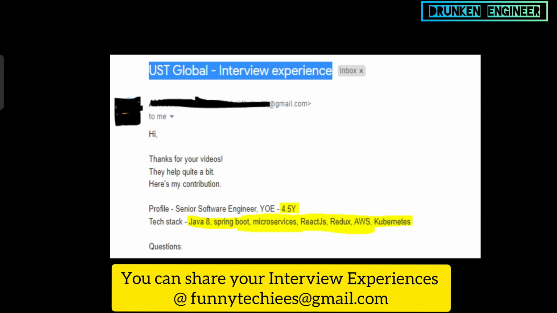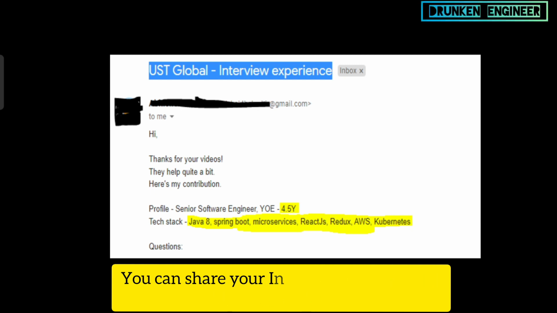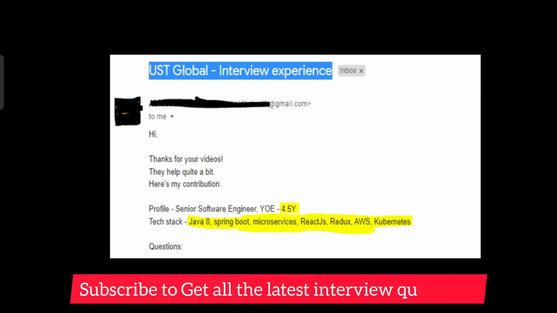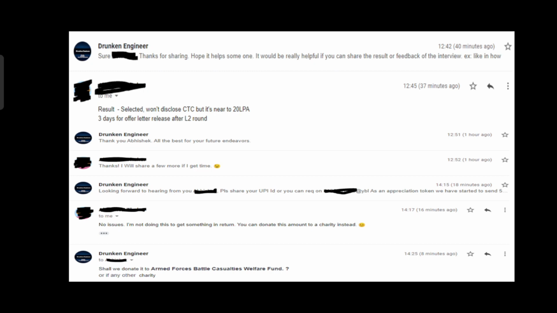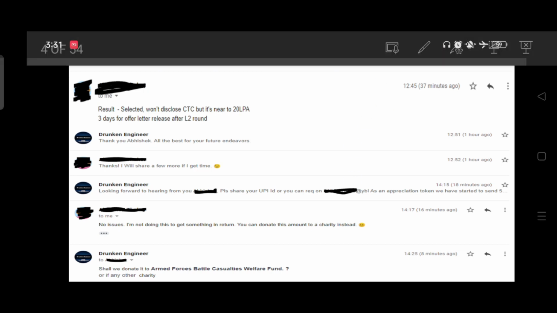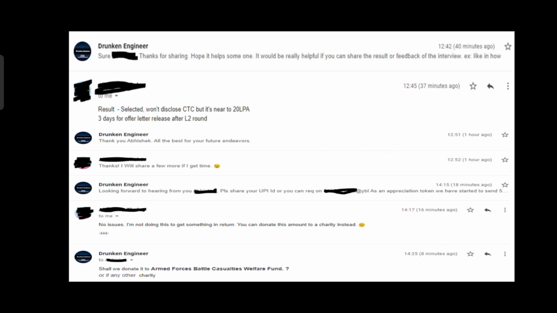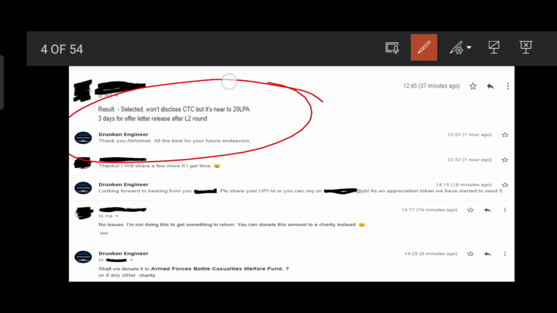As the package was not enclosed with the initial mail, we asked for that. So here is the complete mail, the complete discussion that we have done. So if you see here, the result was selected. Won't disclose the CTC, but it's near 20 lakhs per annum, and it took 3 days for the offer letter to be released after the L2 round, like after completion of the second round.